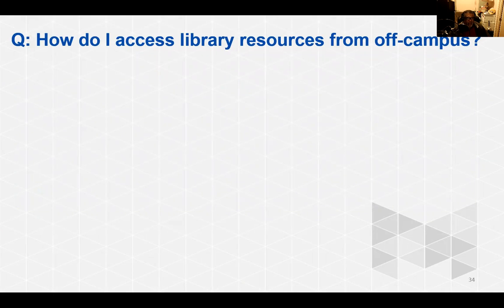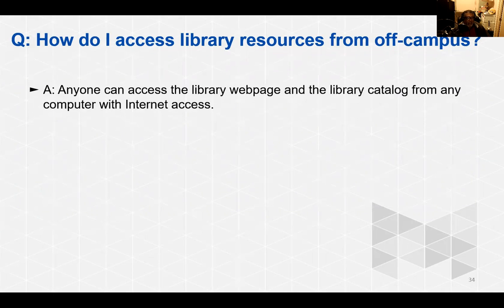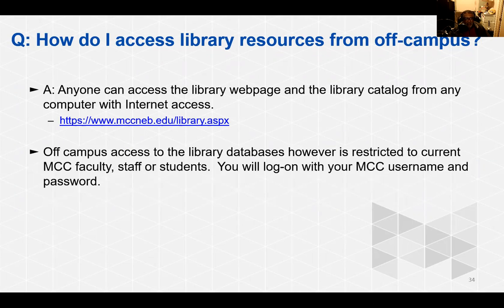So how do I access the library resources from off campus? Anyone can access the library webpage and the library catalogs from any computer with internet access. The website to get to it is www.mccneb.edu/library.aspx. Off-campus access to the library databases, however, is restricted to current MCC faculty, staff, or students. You will log on with your MCC username and password.